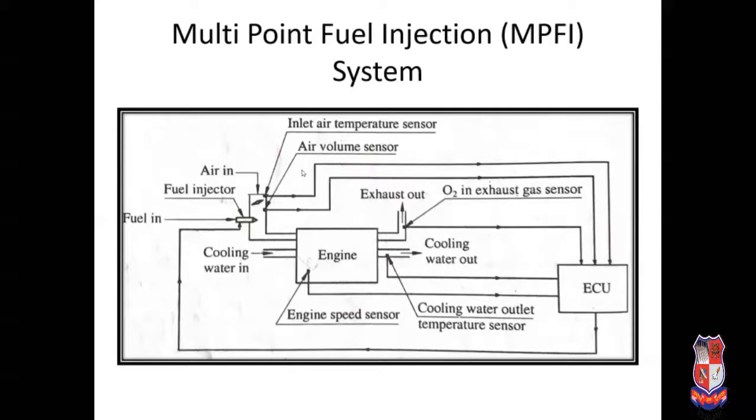So these sensors send the signal to the ECU, and the ECU will operate the fuel injector, right? So a rich mixture or lean mixture can be supplied by the fuel injector, the solenoid operated fuel injector, according to the signal of the ECU. So that is how the multi-point fuel injection system works.